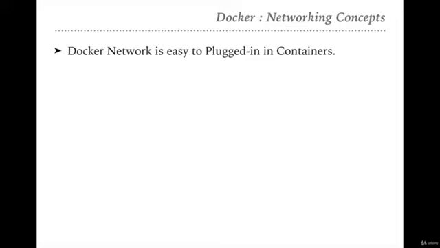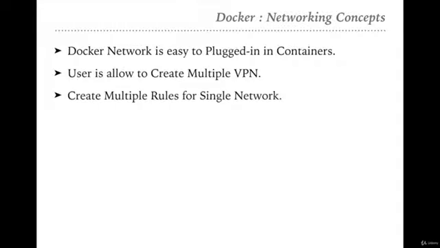Docker networks, or you can say the network in Docker, easily plug into the containers. We can say the user is allowed to create multiple virtual private network bridges in Docker. In the same way, you can create multiple rules for a single network. So network is basically a very extensive and very portable service in Docker, right? You can use multiple virtual private networks, multiple bridges, you can create multiple networks, and for a single network you can create multiple rules.